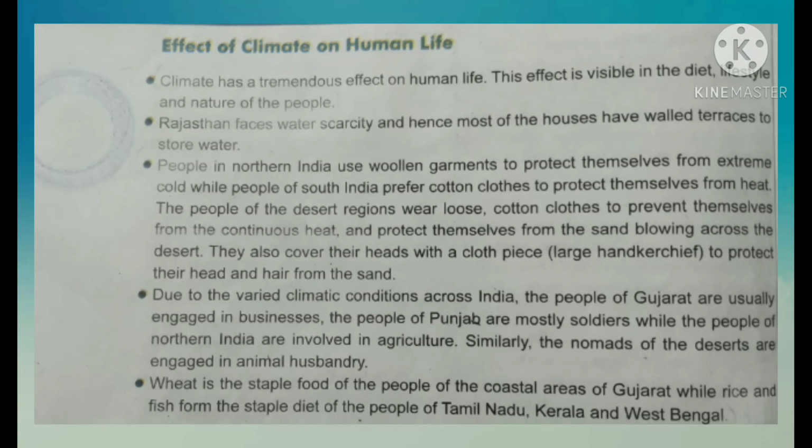Wheat is the staple food of the people of Gujarat, while rice and fish form the staple diet of the people of the coastal areas of Tamil Nadu, Kerala and West Bengal. Staple means the main food. Generally we have wheat and rice, and if we are talking about the coastal areas, they have rice and fish. Why? Because they are getting fish from the sea. So that is the staple diet of Tamil Nadu, Kerala and West Bengal.